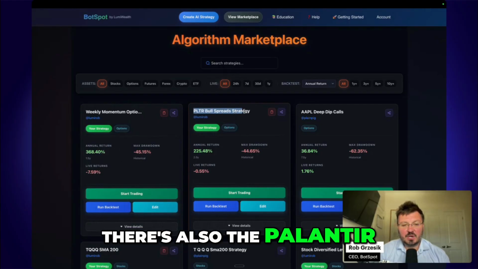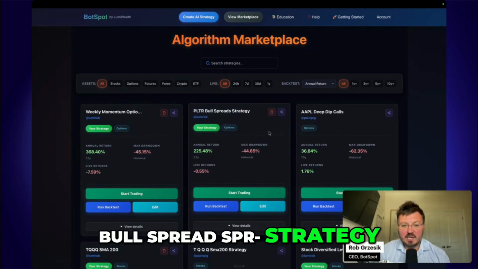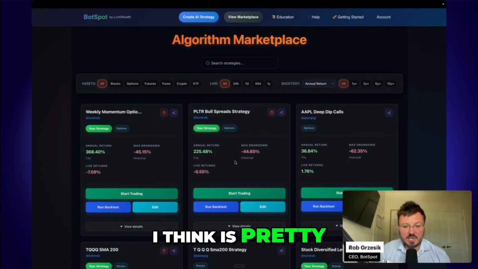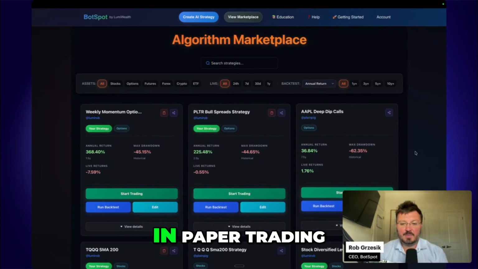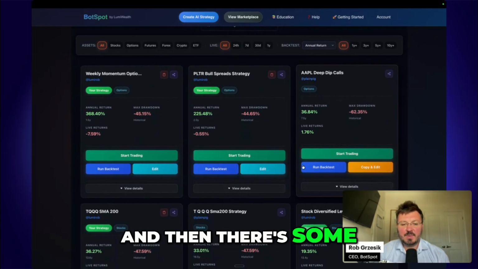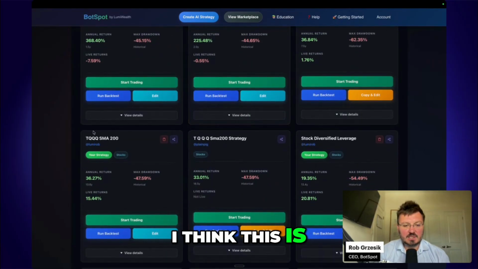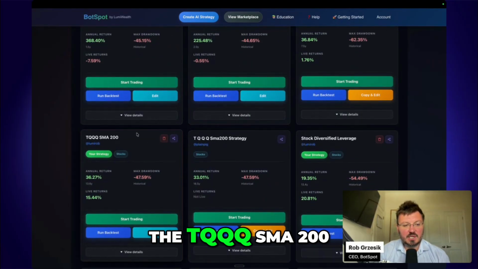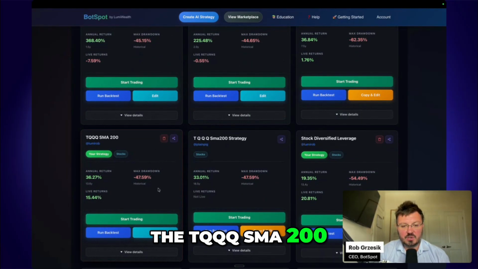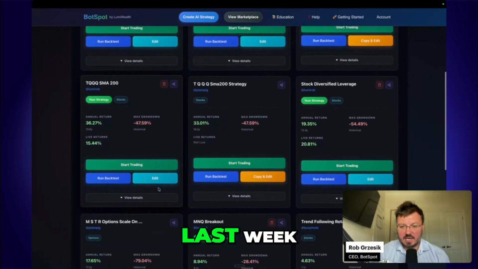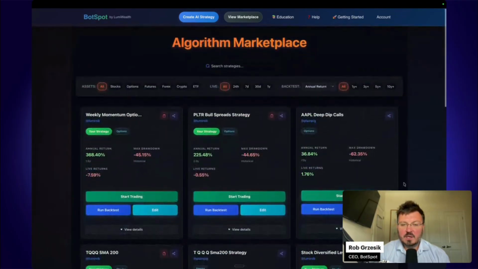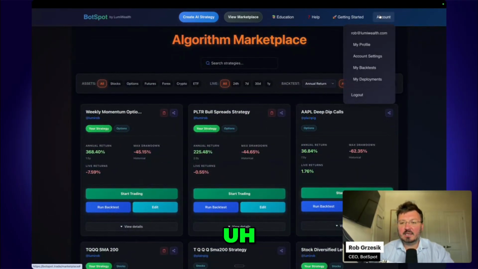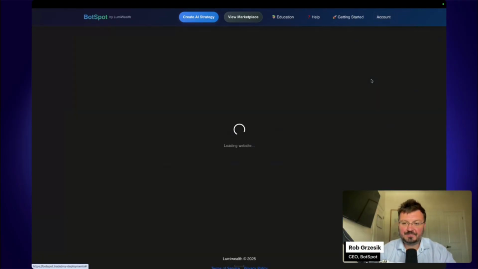There's also the Palantir Bull Spread strategy, which I think is pretty interesting as well. I think we've been running that for a little while in paper trading. And then there's some other bots here they can look at. I think this is the one that I started running last week, the TQQQ SMA 200. And I've been running this diversified leverage bot for some amount of time. So let's take a look at some of the bots that I have deployed.